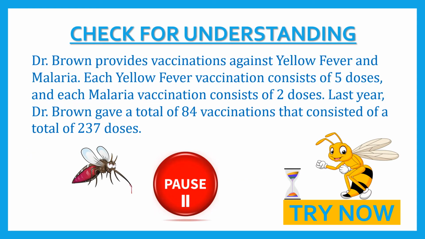Now let's check for understanding. Dr. Brown provides vaccination against yellow fever and malaria. Each yellow fever vaccination consists of 5 doses, and each malaria vaccination consists of 2 doses. Last year, Dr. Brown gave a total of 84 vaccinations that consist of a total of 237 doses.